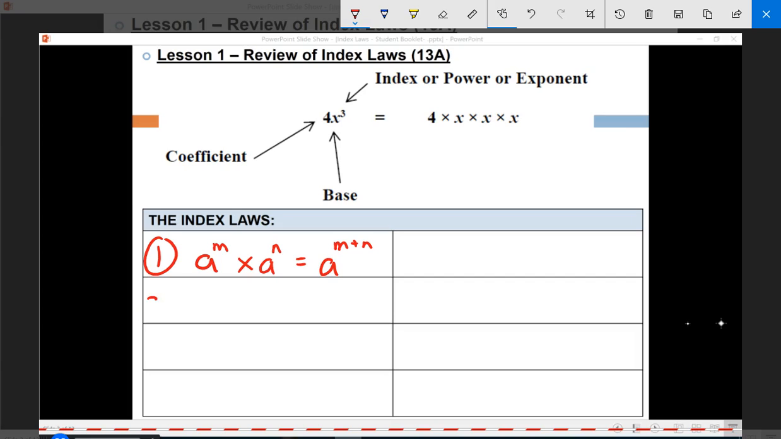Okay, the second one, if I have a to the m divided by a to the n. Now guys, I don't want you to jump the gun. I can write this in a different form. What's another way I could write this? A to the m over a to the n. And both of these evaluate as a to the m minus n. Okay, are these coming back to you? Okay, good.